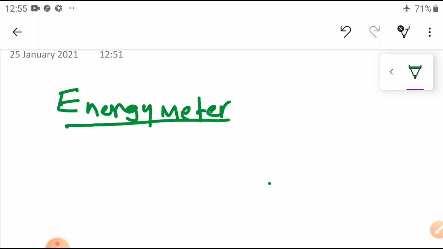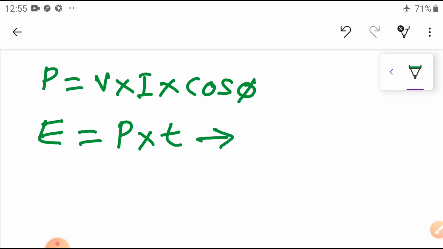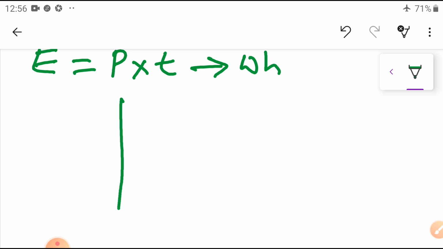As we know, what is energy? Power is equal to V into I into, in case of AC induction, cos phi. This is the power. Energy is equal to power into time. So what is the unit? Wh or sometimes kWh. This is the energy, and we measure the energy by using our energy meter.